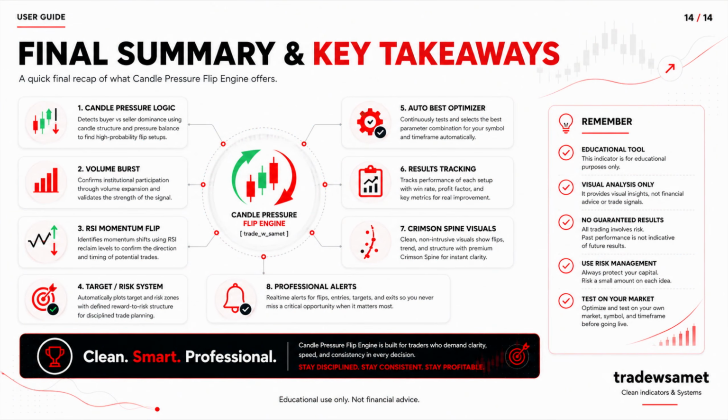Let's summarize the candle pressure flip engine. The indicator includes candle pressure logic, volume burst confirmation, RSI momentum flip, target and risk projection, auto best optimizer behavior, result tracking, crimson spine visuals, and professional alerts. The goal is not to predict the future. The goal is to help traders study pressure shifts with more structure and clarity.